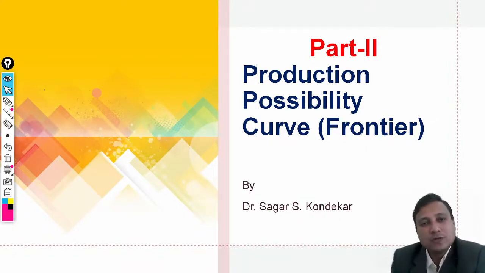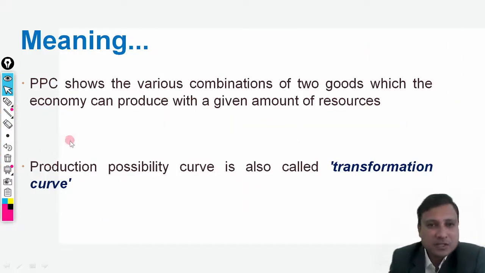So this short video is in the continuation of the previous short video on production possibility curve. In this video, we are going to see why actually production possibility curve is concave to the origin. So let's start. In the previous video, we have already seen the definition or the meaning of production possibility curve.